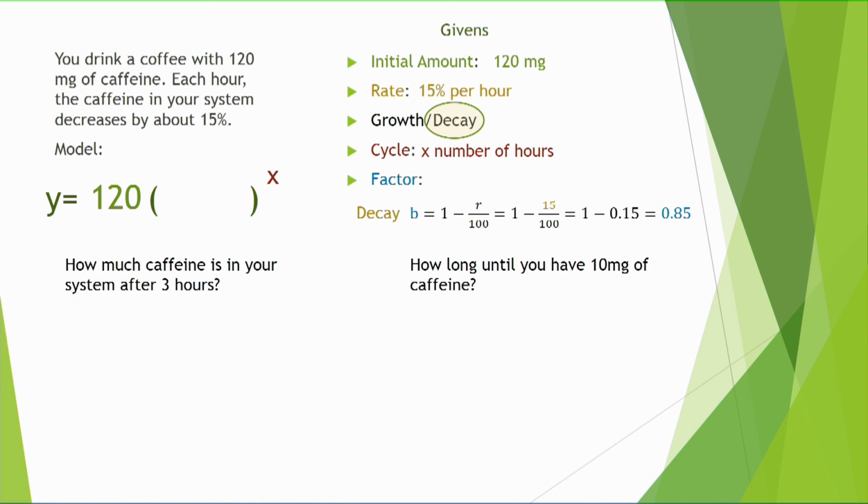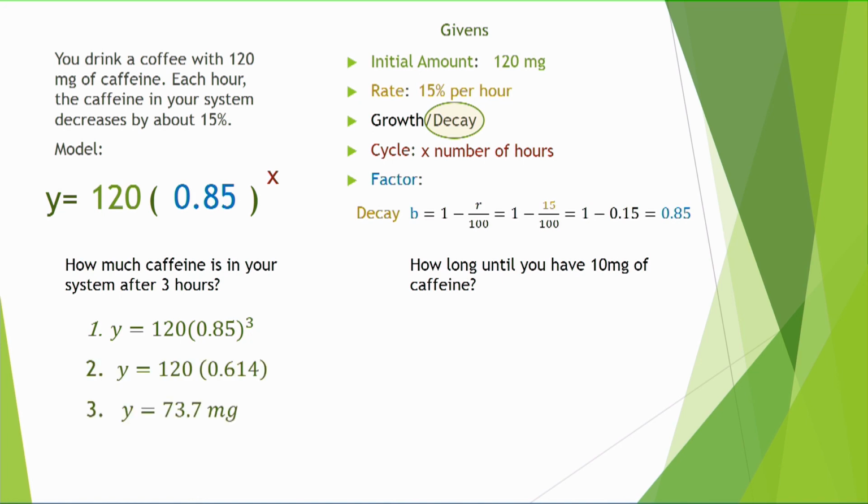Now I'm going to go kind of quickly because I'm getting the signal. So we're going to plug that in, 0.85. So how much caffeine is in your system after 3 hours? Well, this one's a little bit easier because our rate is in hours, so we know that our cycle's in hours, so we can just take that 3 and put it in our exponent. And we go through and we get 73.4 milligrams.